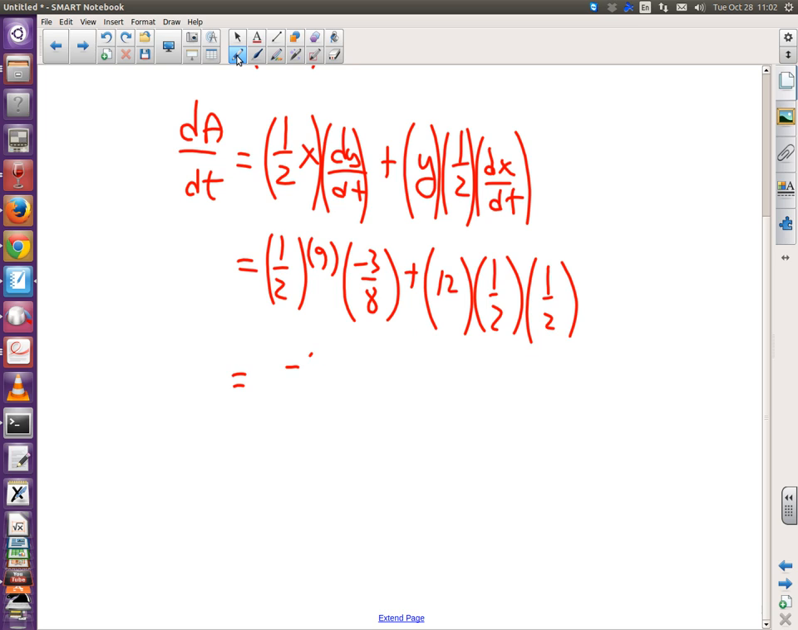Let's see, negative 27/16 plus 3. Well, 3 over 1 is how many sixteenths? It's 48/16. So you're going to get 21/16, and it's the dA/dt, so square feet per second. All right, so at this moment, if nothing else changes from now on, we're increasing 21 square feet every 16 seconds. How about that? Or every second, we're increasing 21/16 of a square foot in area. Okay, good.